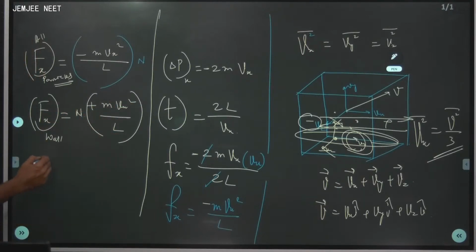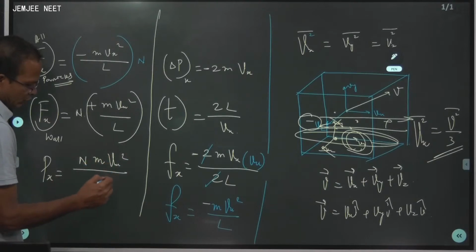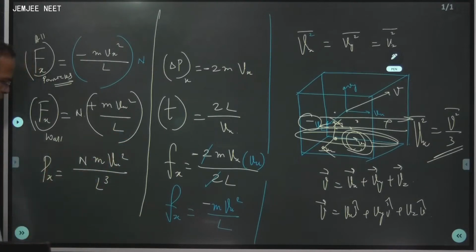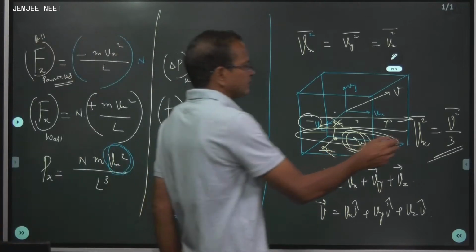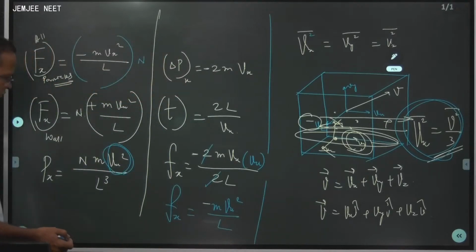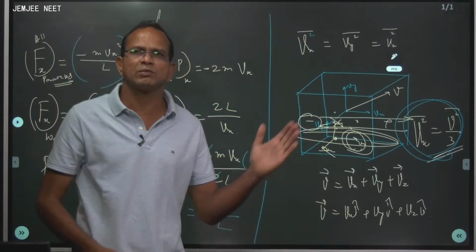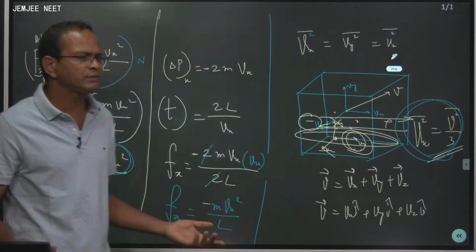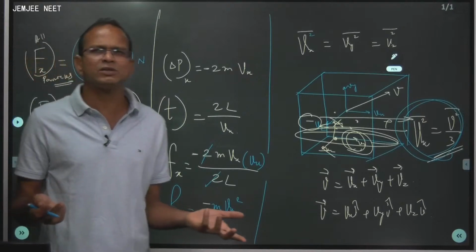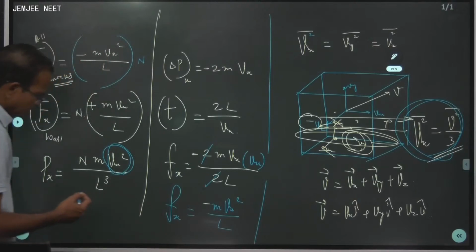Force per unit area is called pressure. So pressure along the x-axis is n times mVx square by L cube, since the area L square goes into the denominator. It's plus for the wall because the wall experiences force in one direction, whereas your molecule is pushed back in the opposite direction. You can take one as negative and the other as positive, that's your choice.